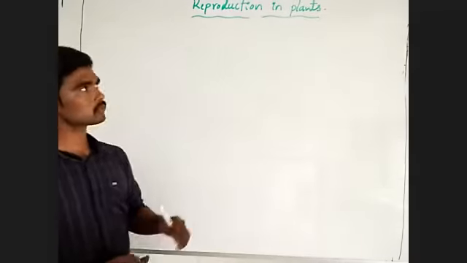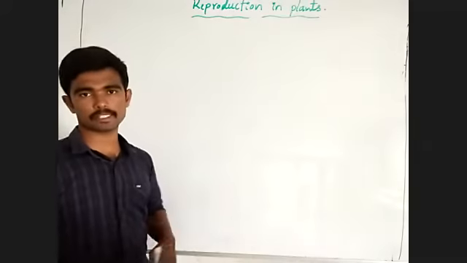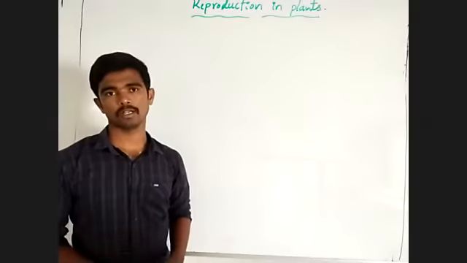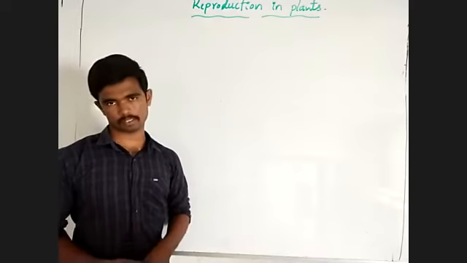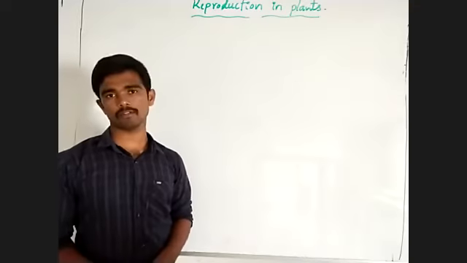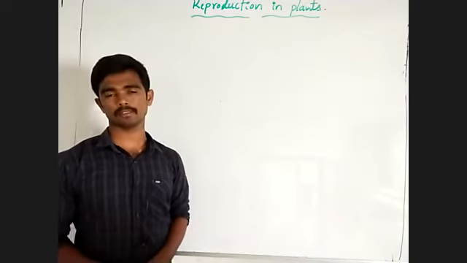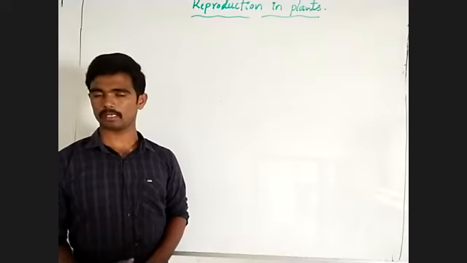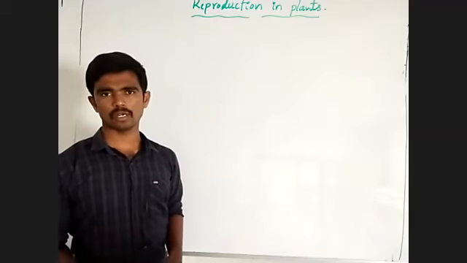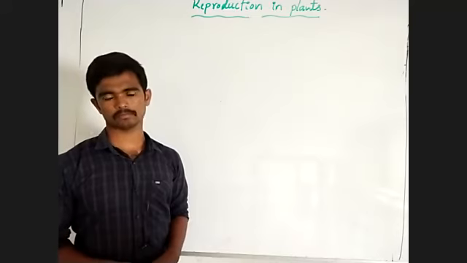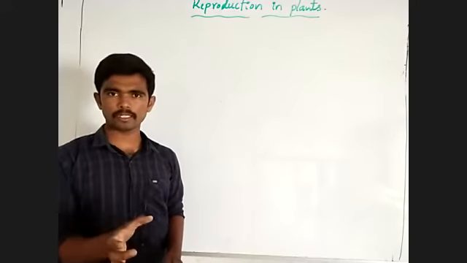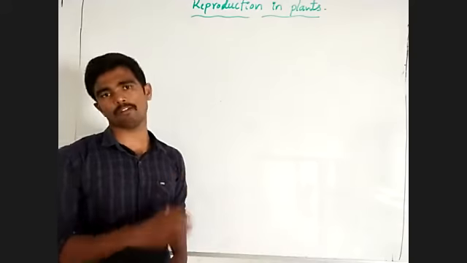Like this, in last class we discussed different aspects of reproduction in plants. Okay, types of flowers. Unisexual flowers, bisexual flowers, complete flowers, incomplete flowers, like this. Okay, next, in this class, we will discuss different reproductive parts of the flower.